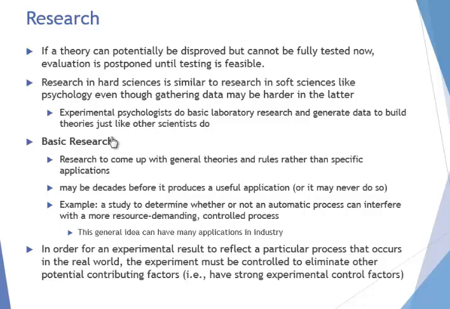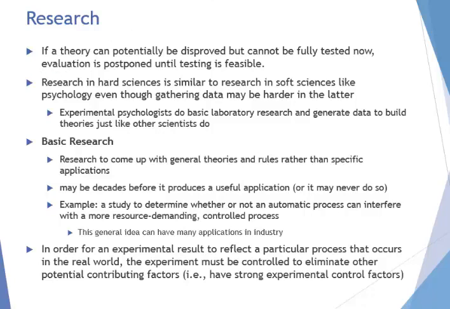A study to determine whether or not an automatic process can interfere with a more resource-demanding controlled process. The question of whether a robot can learn to have human judgment, well, that in itself could be basic research, and then if the answer to that is yes, maybe down the road there can be applied research to determine whether you can put a robot on an assembly line to build a car, or something to that effect. That's the idea where basic research can establish principles, and those principles can later be used to establish applications.